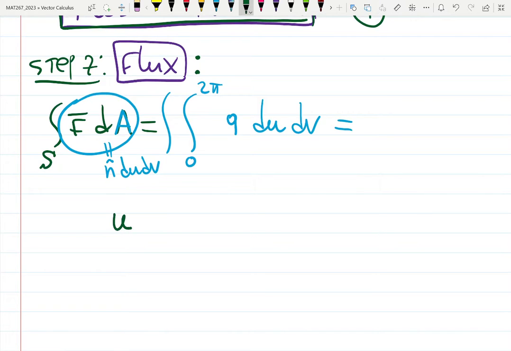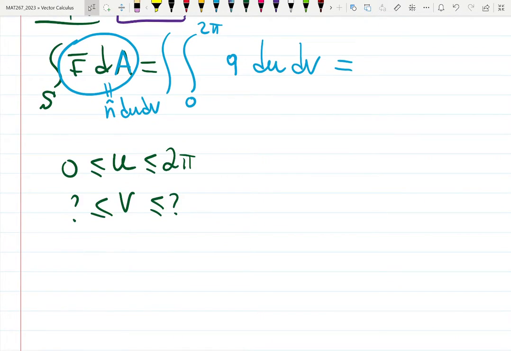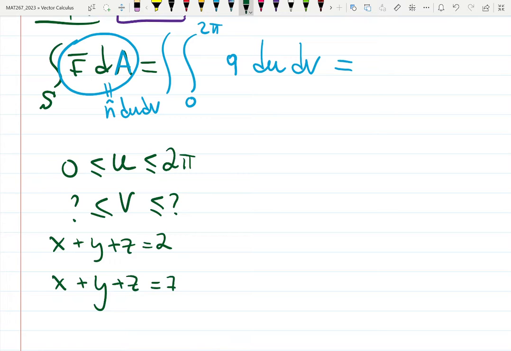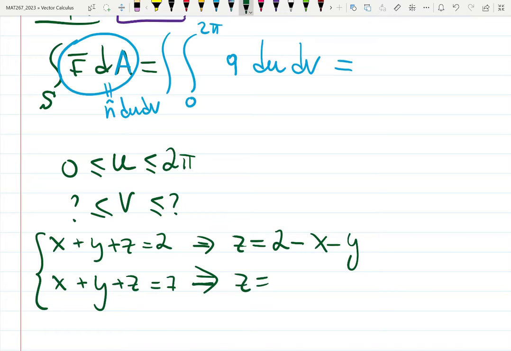So let's figure out, u is between 0 and 2 pi. I think you can all agree on that. We have the full rotation. But v is between what? Well, I will solve for z from the first equation. We had x plus y plus z equals to 7, right? Yes, 2 and 7. So solve for z. The smallest z that we can have is 2 minus x minus y. And the largest z that we can have is 7 minus x minus y.